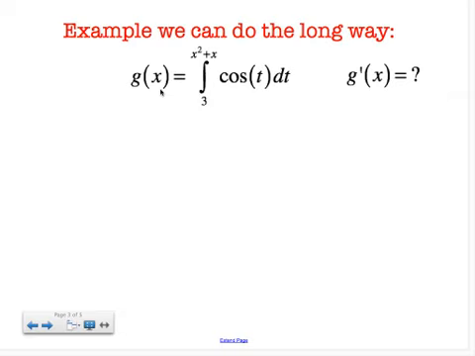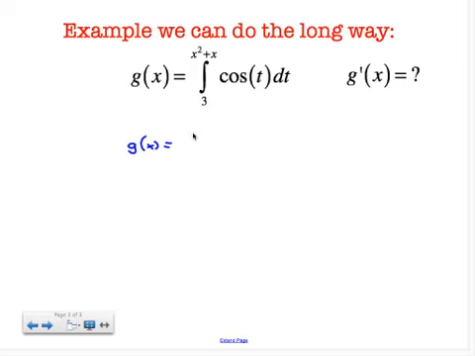So here's a function g that's defined as an integral function. You'll notice that the upper limit of integration is not just x, it's x squared plus x. In other words, it's a function of x besides just x. And we're asked to find g prime. So in this case, I can do this the long way, which means I can actually find a formula for g and then take the derivative of g. So let's get rid of the integral and see what g of x is actually equal to.